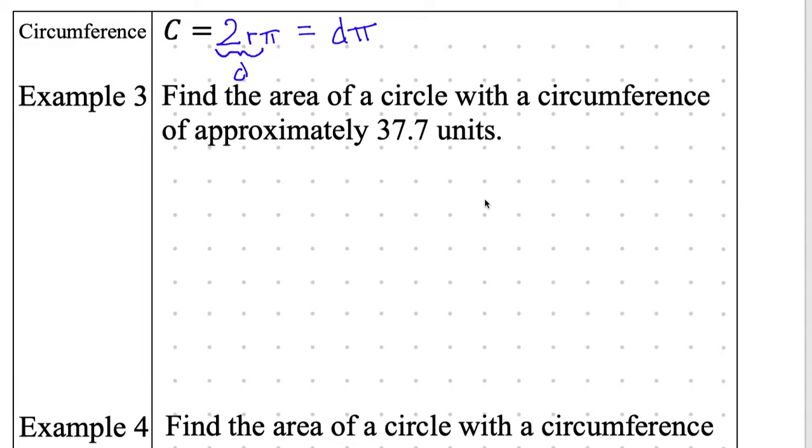So I'm giving you the circumference. I'm saying that the length of the circle all the way around is about 37.7, because I'm rounding here. It actually had a pi in it. So it's about 37.7 units. I want to know what the area is.